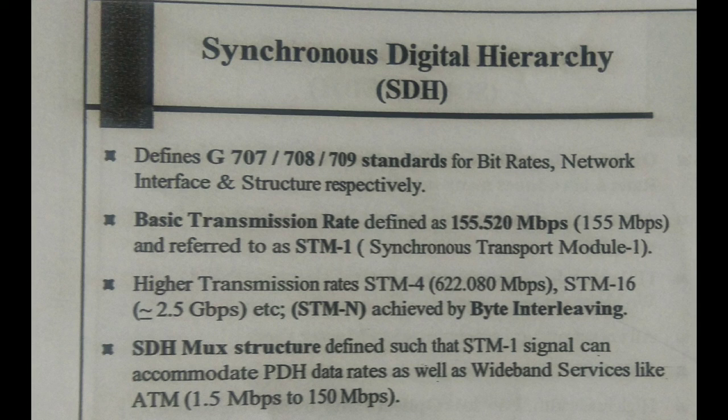Similarly, the higher transmission rate STM-4 is 622.080 Mbps, that is 155 into 4 times. Again, STM-16 has a capacity of around 2.5 Gbps, that is multiplied by 4 again. And I even worked on STM-64, that is around 10G, and beyond that we have the DWDM concept and OTN concept, so we'll discuss that when the time comes. So in this way SDH structure MUXes are defined.